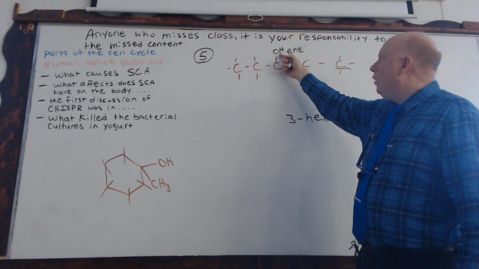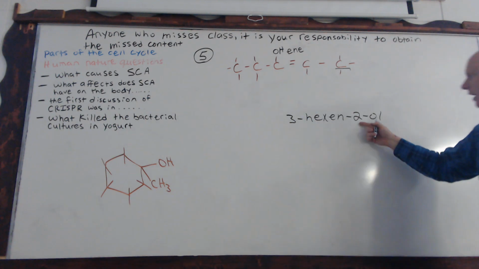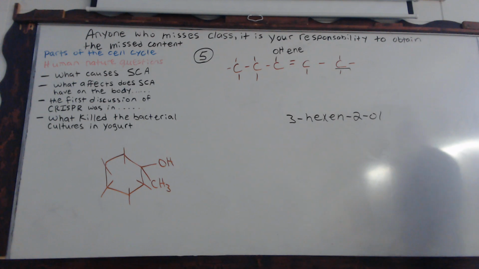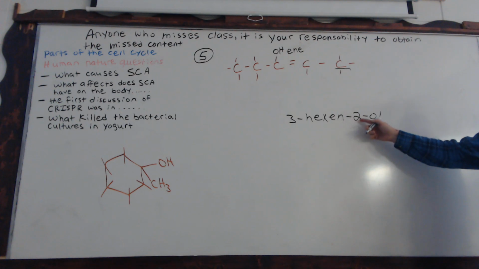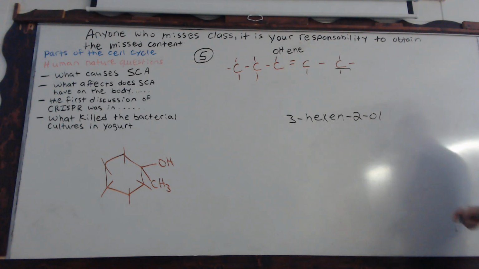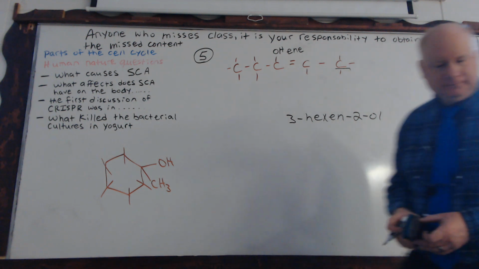Then your OL would come after that. So therefore, that would leave you with 3-pentene-3-ol. Yep, that's how you do number 5.